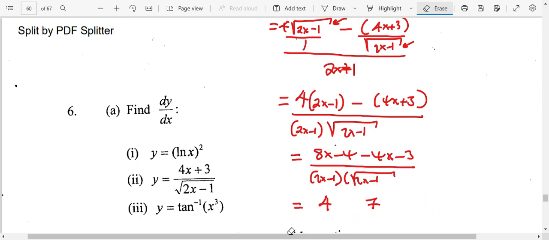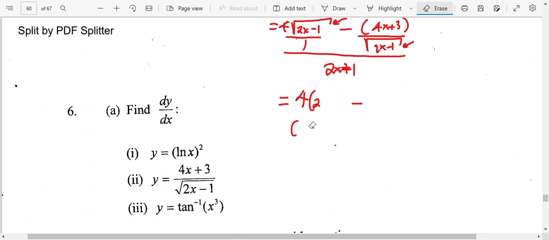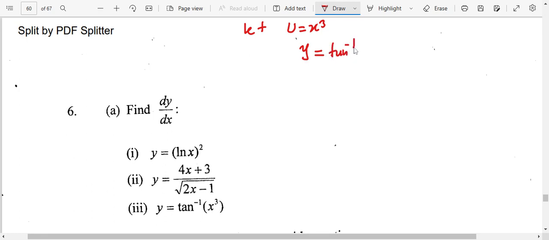Yes, sir. Okay, now we want to find the derivative for tan inverse x cubed. If you've not mastered the formula for inverse trig function derivatives, then you need to know how to get it. Either way, you need to know one of those. So I'm going to say let this thing which is inside the brackets, I'm going to equate it to u. So let u be equal to x cubed. Okay, so I'm going to have y being equal to tan inverse of u.